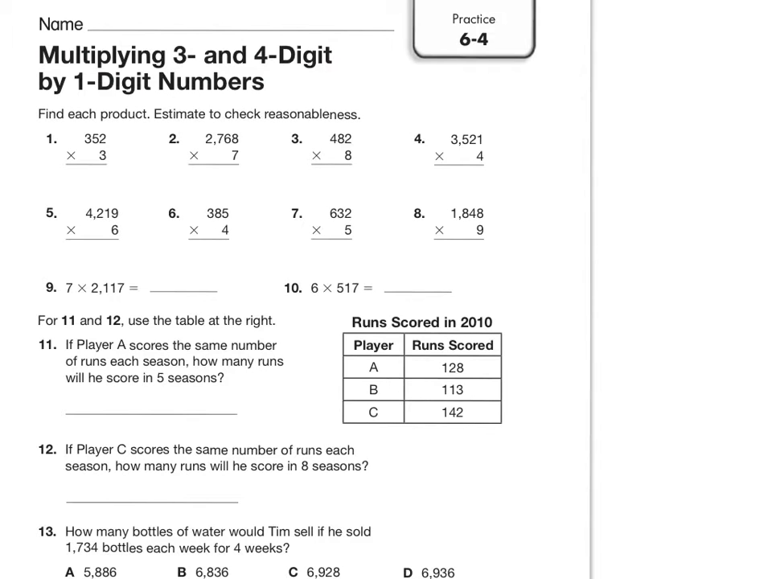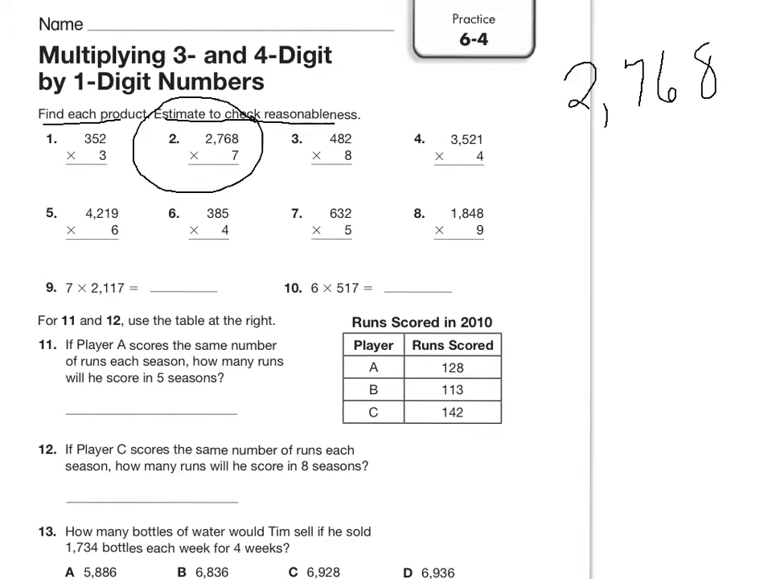Alright, welcome back. We are going to take a look at number 2. We're going to first find the product, and then we're going to estimate to check for reasonableness. Okay, we have 2,768 times 7. Alright, we're going to start with the ones.